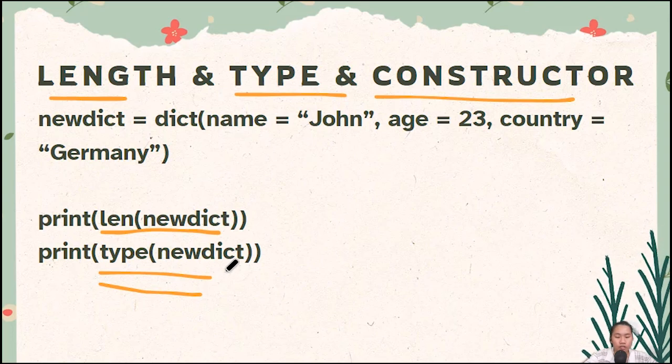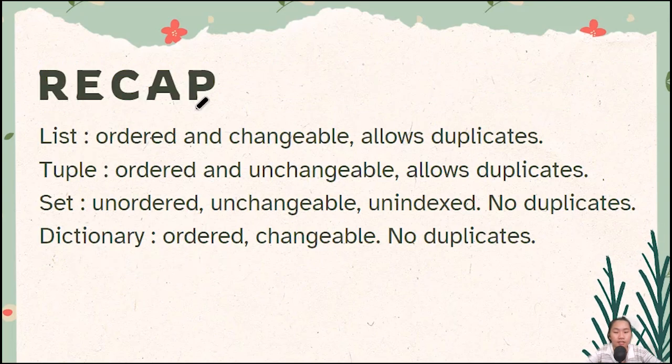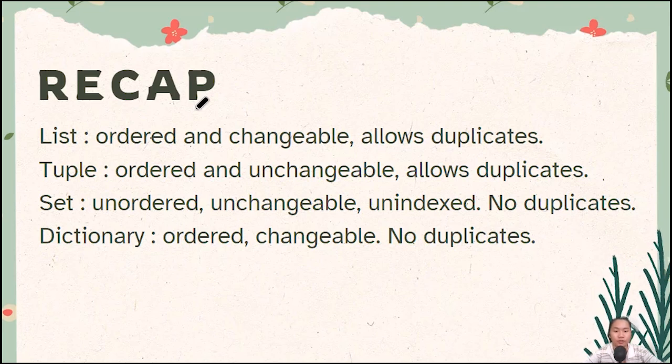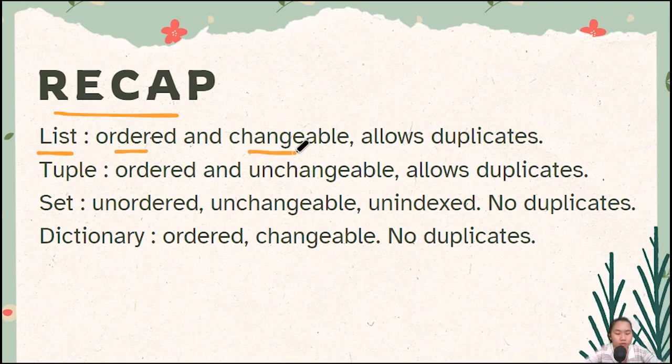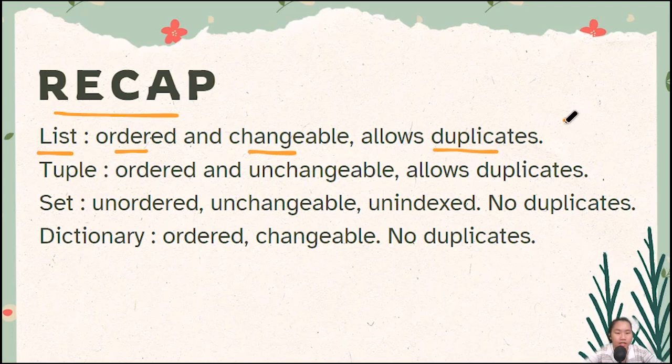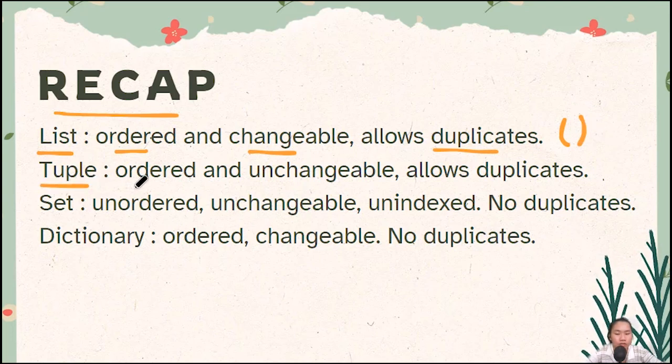It would be dictionary. Since this is the last data type that we're going to learn, well, the last built-in data collection, let's do a little bit of a recap. First, our good old list. It is ordered and changeable, okay? It allows for duplicates. And this is the syntax for list. As for tuple, it is also ordered, but it is unchangeable.